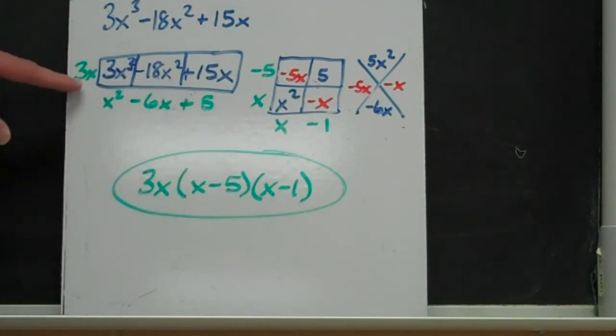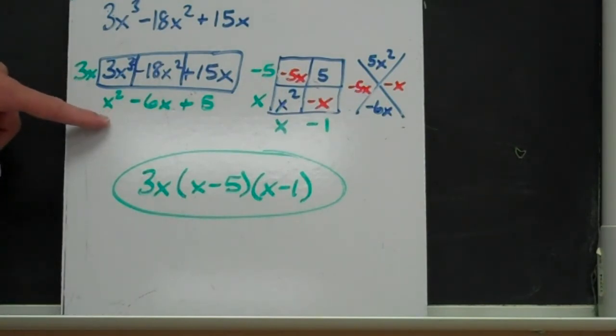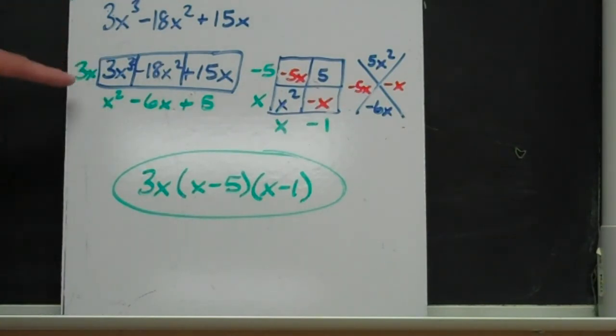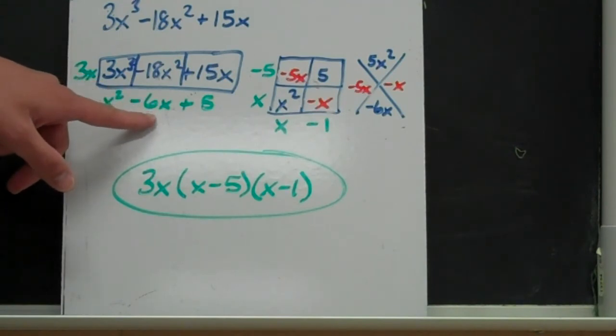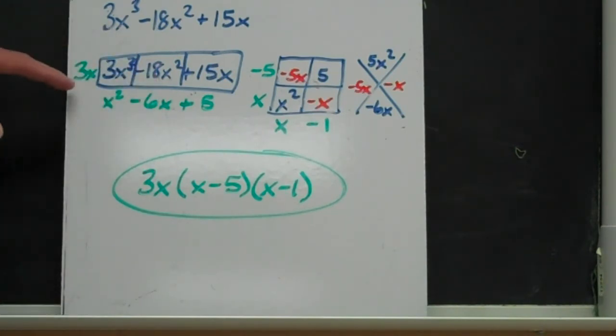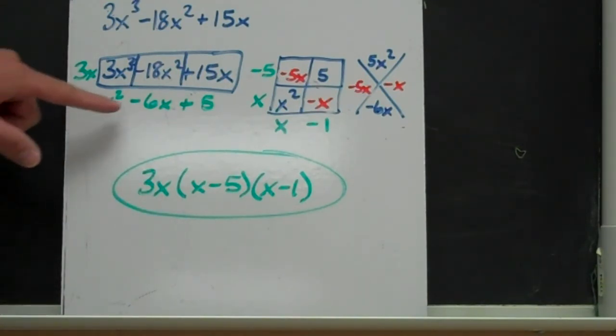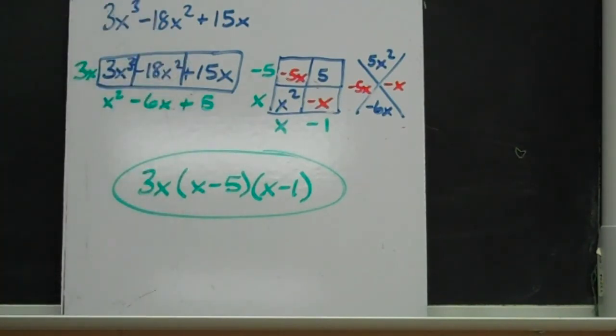On the bottom then, we just ask ourselves what we would need to multiply 3x by to get what's inside. 3x times x squared is 3x cubed. 3x times negative 6x is negative 18x squared, and 3x times 5 would give us 15x. That 3x is going to go down at the beginning of our final answer. The x squared minus 6x plus 5 still needs to be factored further.